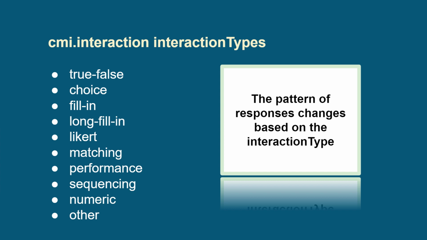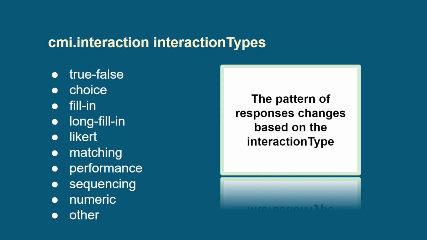With each one of these, we've covered in the last 2 videos that the way you represent a learner's response in the data, how you show they answered true on a true-false question or they answered choice B on a multiple-choice question, that varies per interaction type. Also, the pattern of responses also changes based on interaction type. In fact, sometimes it doesn't even exist.